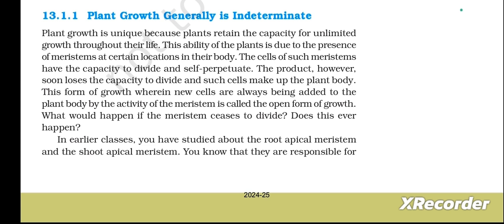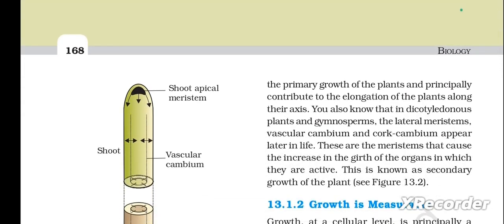What would happen if the meristem ceases to divide? Does this ever happen? In earlier classes, you have studied about the root apical meristem and the shoot apical meristem. You know that they are responsible for the primary growth of the plants and principally contribute to the elongation of the plants along their axis. You also know that in dicotyledonous plants and gymnosperms, the lateral meristems, vascular cambium and cork cambium appear later in life. These are the meristems that cause the increase in the girth of the organs in which they are active. This is known as secondary growth of the plant. The figure can be seen in 13.2.